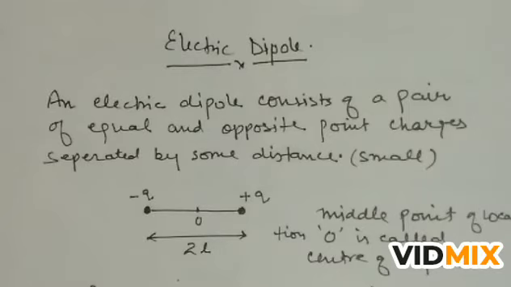In this video we are going to discuss electric dipole. Everyone knows what the term dipole means. Dipole means two ends. Di means two and pole means end.